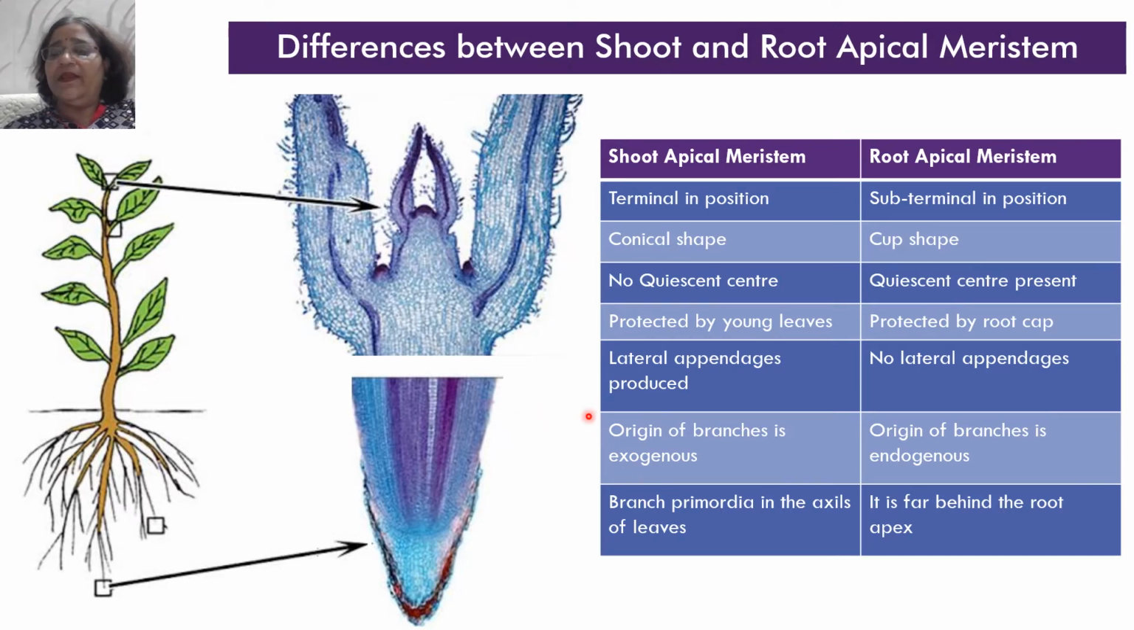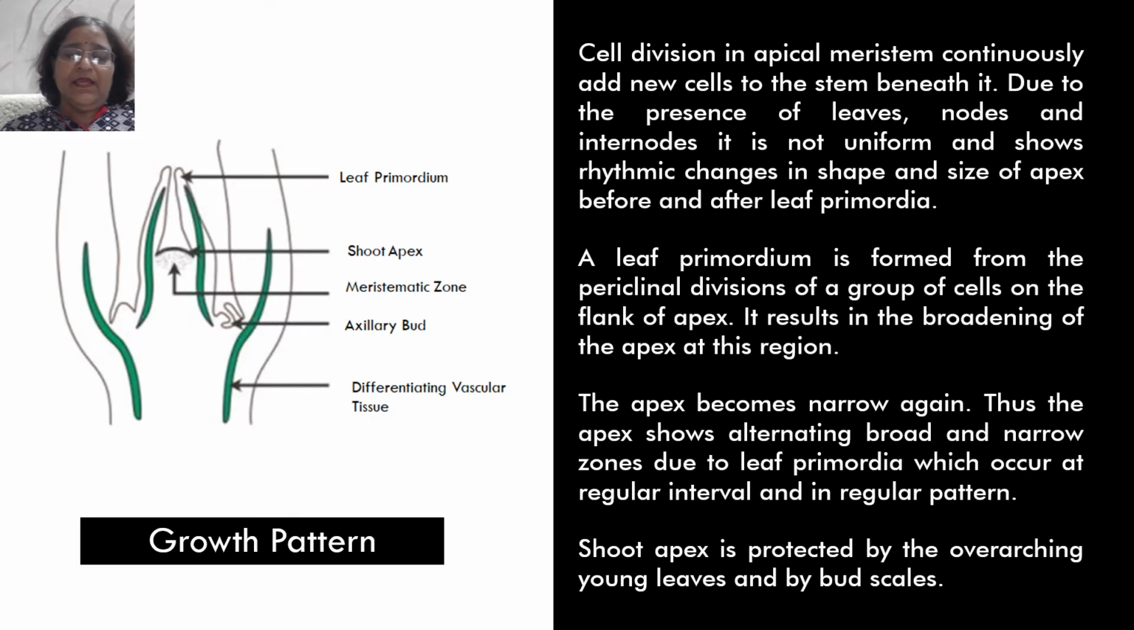Branch primordia in the axil of the leaves, while it is very far away from the apical region. So these are some of the differences. Now we will study about the growth pattern. Growth pattern in stem, it is rhythmic.